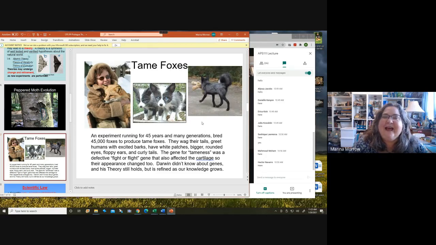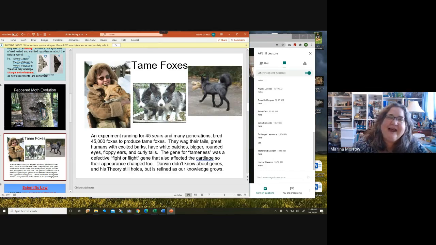And they found out that it wasn't just their tameness. When the foxes got tame, other things changed too. Their eyes often became more rounded. Their tails could get curly. They ended up having spots. So it wasn't just the gene for tameness.